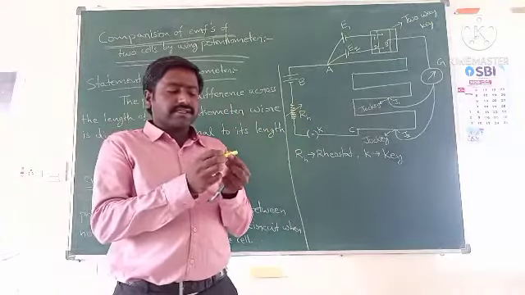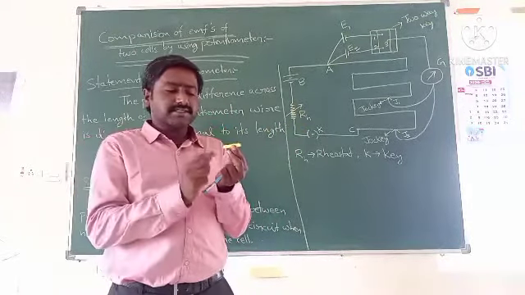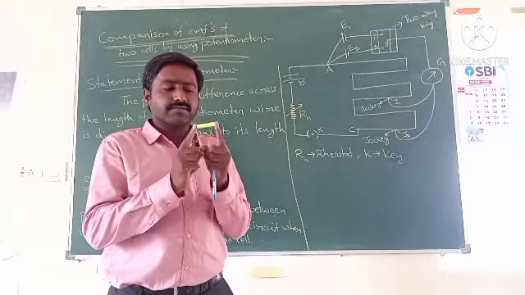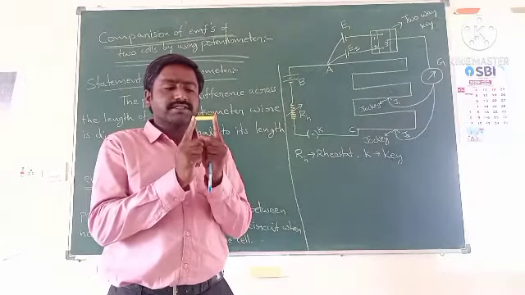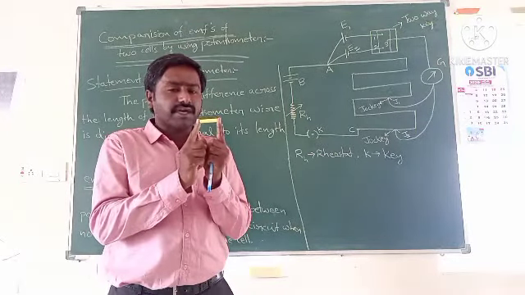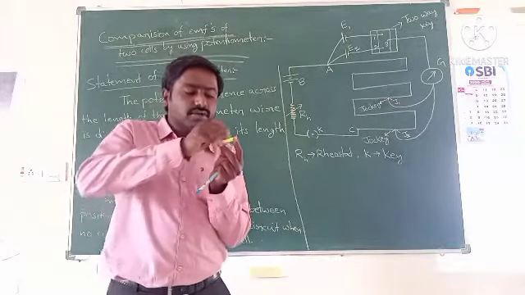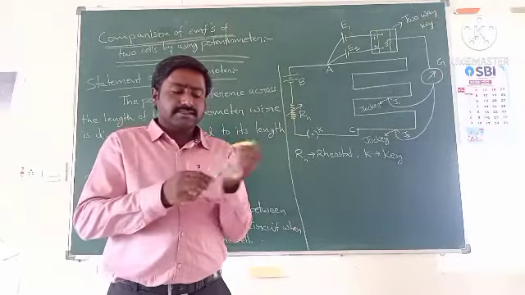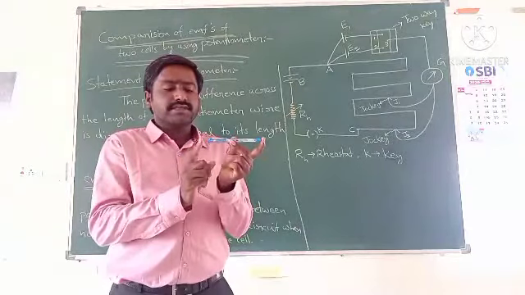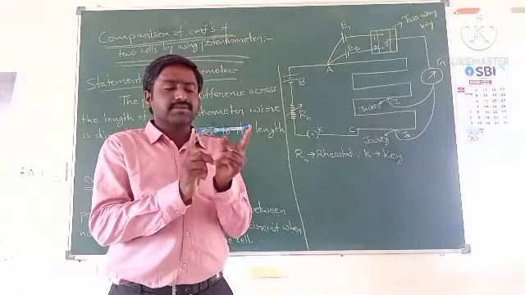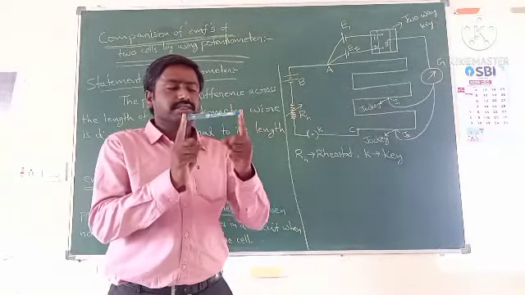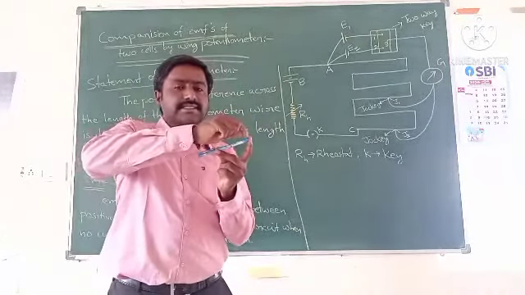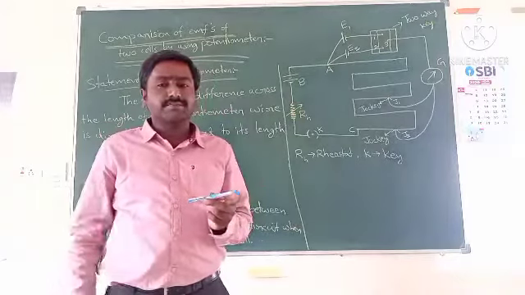Now, the potential difference across its length means the potential difference between this end and this end here. So the potential difference between the ends of the wire is directly proportional to its length, the length between two ends. Similarly, here also, the potential difference between its end points is directly proportional to its length. So that is the statement of the potentiometer.